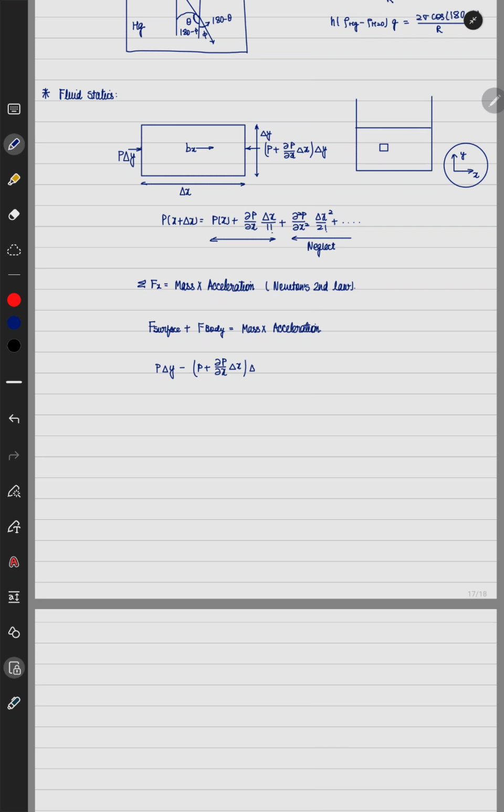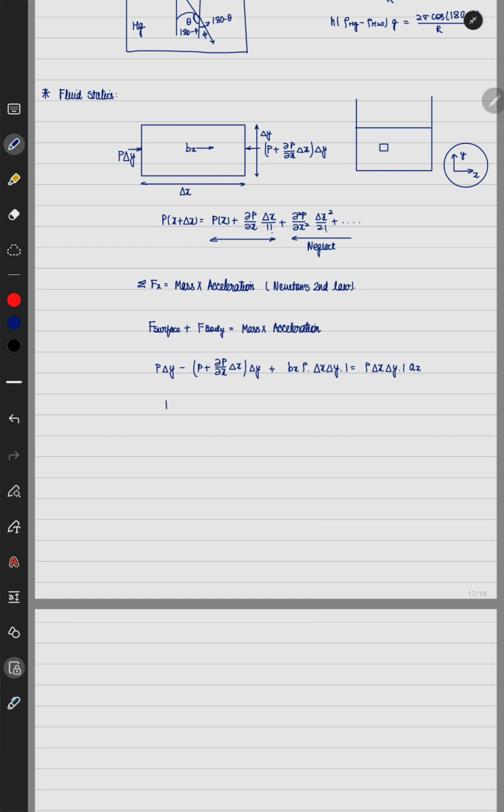Note that I have kept this minus sign just to represent that the force at the right face is acting in the negative direction, plus the body force. The body force is given by body force per unit mass into density. Density is mass per unit volume, so this gives body force per unit volume, into volume, which is delta x into delta y into the depth, which is 1. This is equal to what the right hand side explains, that is mass into acceleration. The mass is given by rho into delta x into delta y into delta z, which is 1, into acceleration. This is something we obtained.